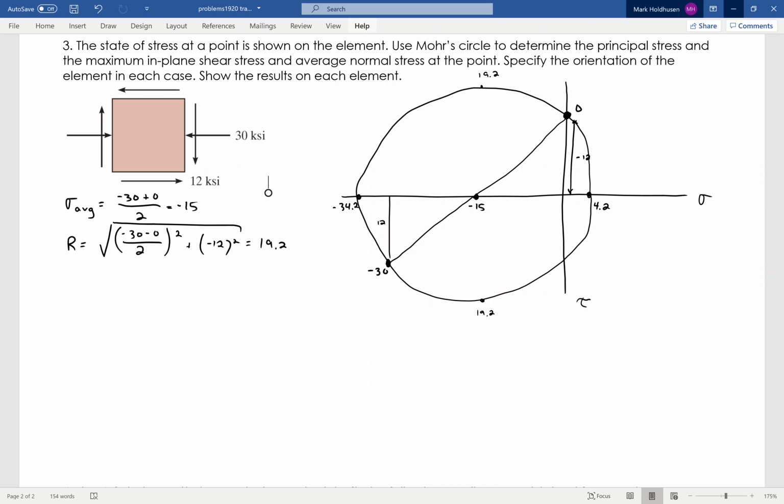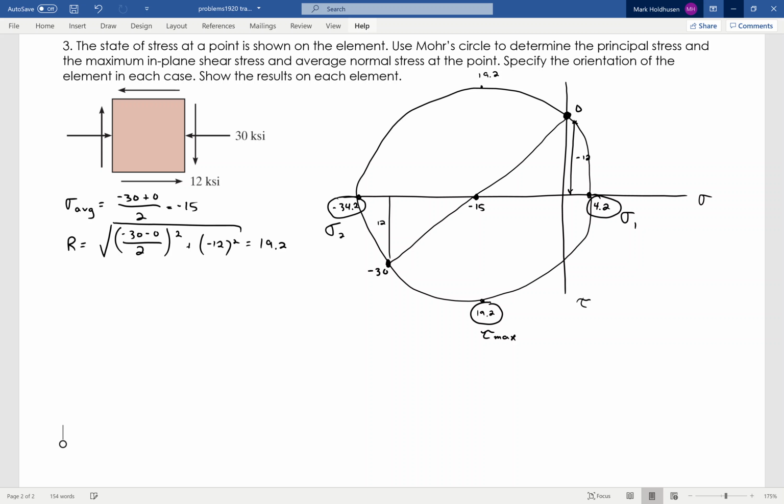Now, the thing is, what are my principal stresses? Well, my maximum stresses are right here. This one's going to be sigma 1. This one's going to be sigma 2. And then this one right here, this is my tau max. So once I draw that circle, I can easily find that.